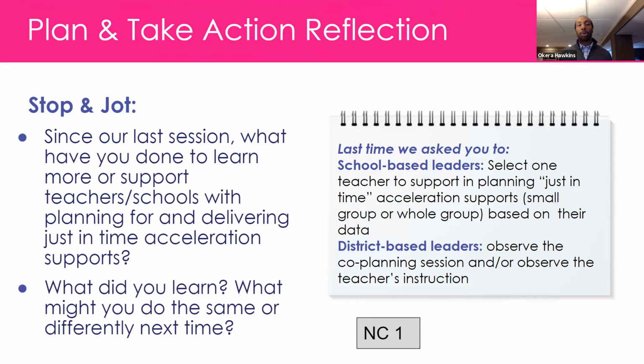So just want to take a moment to do some quick reflections. The last time we were together, if you were a school-based leader, we asked you to select one teacher to support in planning just-in-time acceleration supports, whether it be small group or whole group based on their data. And if you were a district leader, we asked you to observe the co-planning session that the leader was doing and or observe the teacher's instruction.